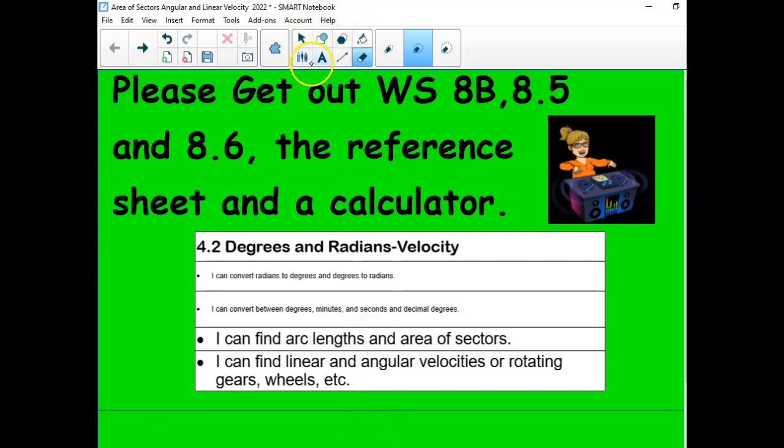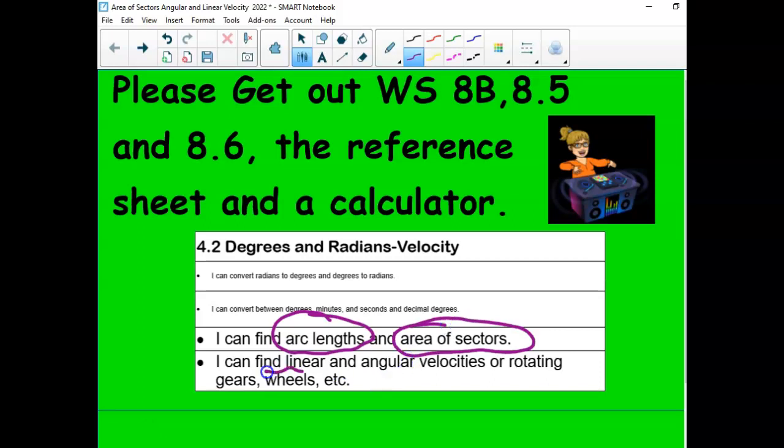All right, so we didn't get through as much as we wanted yesterday, so I'm going to start today with worksheet 8B, which is arc lengths, okay? And then we're going to go on and talk about area of sectors, and then we're going to do both linear and angular velocities, okay? In my mind, these two are just formulas you need to use, okay? They're on your sheet. These are formulas, but they require a little more finesse as far as understanding what it's asking for. All right.